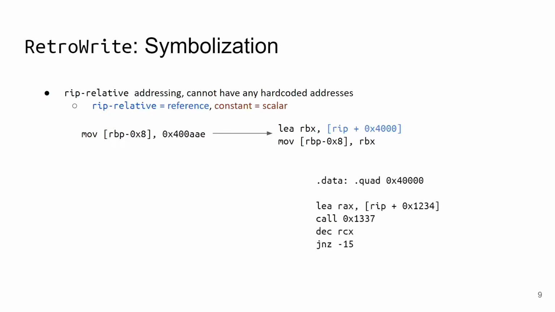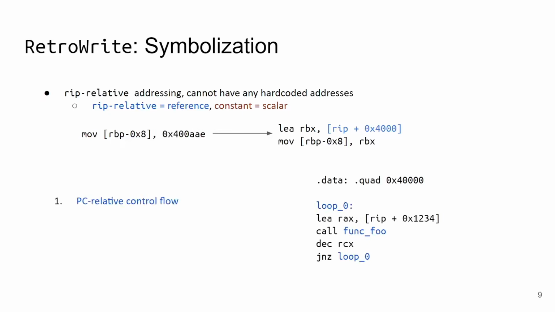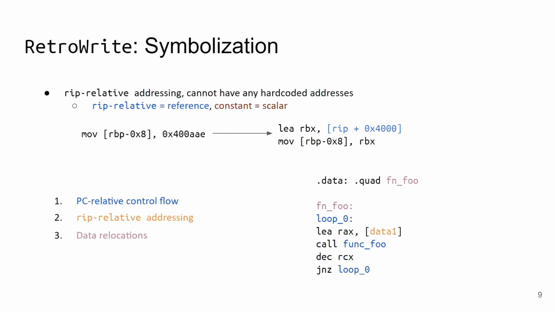Now, let's take a look at symbolizing an example with the following code snippet. RetroWrite symbolization happens in roughly three stages. First, PC-relative control flow instructions are identified and their operands are changed to assembler labels, defining the labels of the offsets that they must point to. Next, RIP-relative operands are converted to assembler labels as well. Lastly, using data relocations, all pointers in the data sections are converted into labels. At this point, we have reassembleable assembly that may be freely modified by the instrumentation passes and other off-the-shelf tools.